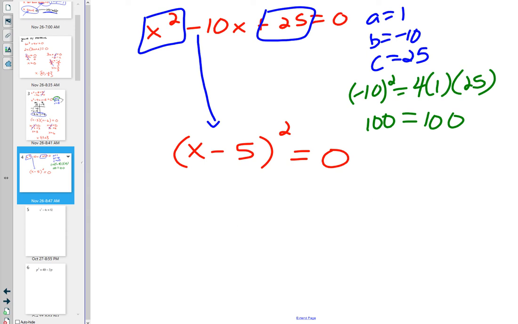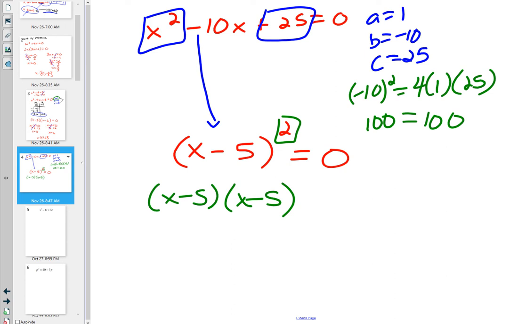How many x's do you see? Yeah, it's just one, but it still counts as two because this square really means x minus 5 and x minus 5. And if you would have done the chart, you probably would have written x minus 5 and x minus 5. But the thing is, it's repeated.